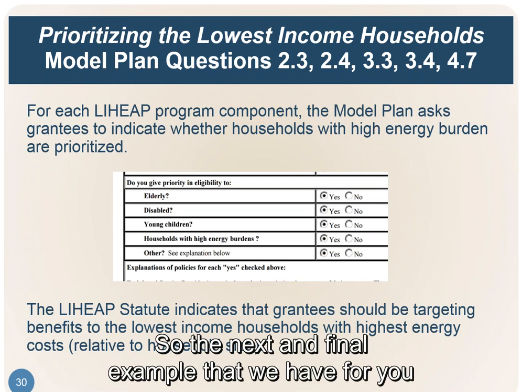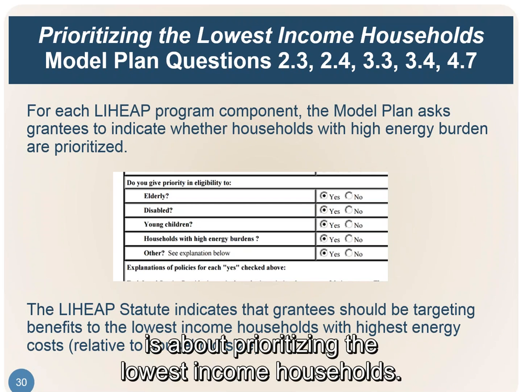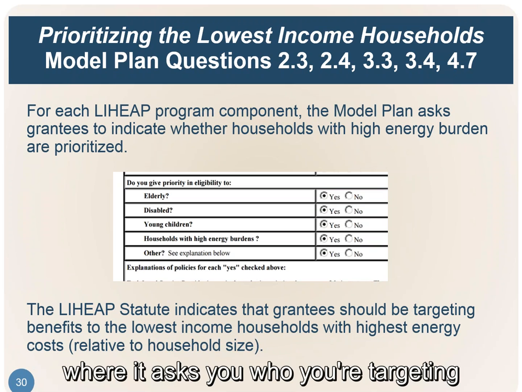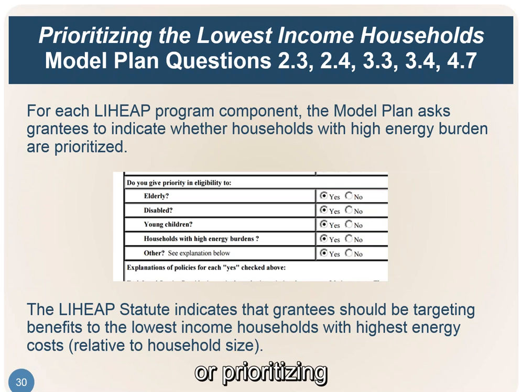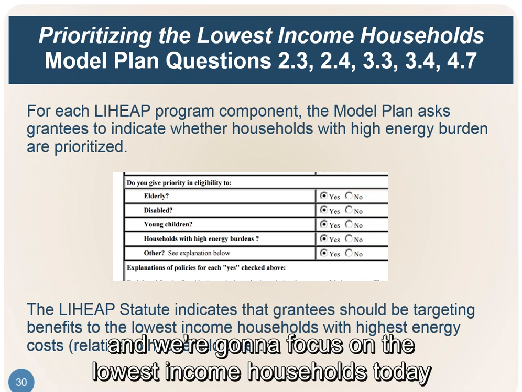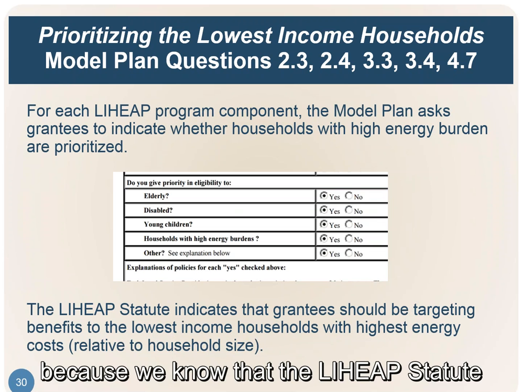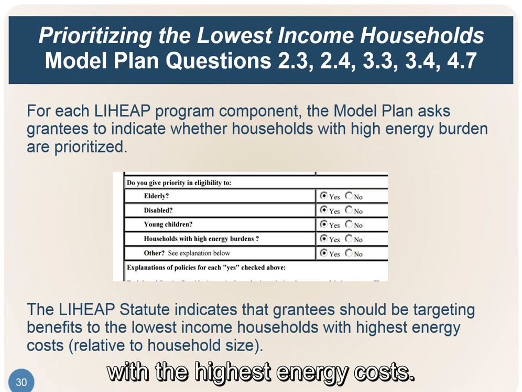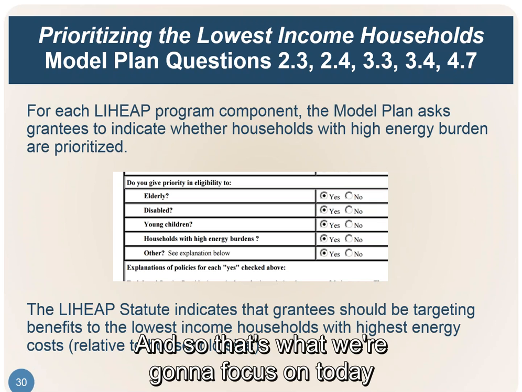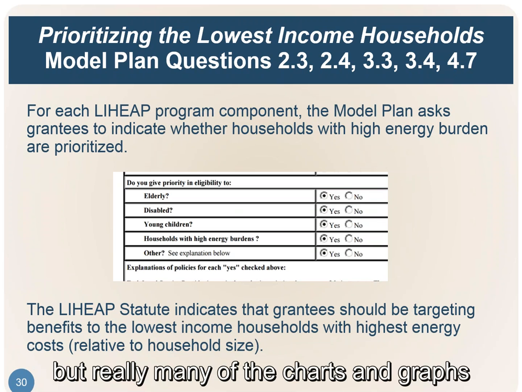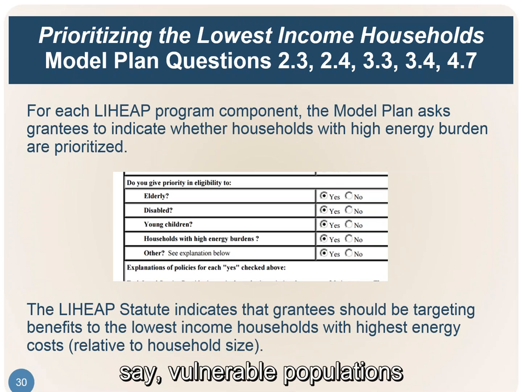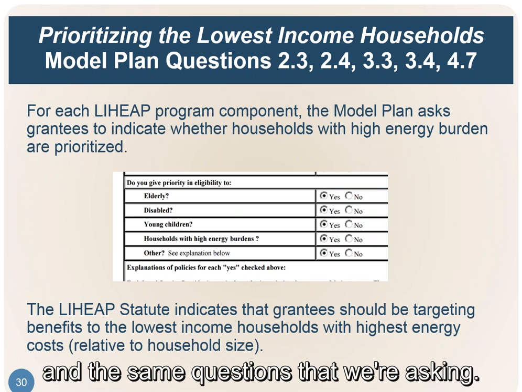So the next and the final example that we have for you is about prioritizing the lowest income households. And there are a number of areas across the plan where it asks you who you're targeting or prioritizing. And we're going to focus on the lowest income households today because we know that the LIHEAP statute talks about targeting benefits to the lowest income households with the highest energy costs. And so that's what we're going to focus on today. But really, many of the charts and graphs that you are seeing here today could also be generated to look at, say, vulnerable populations and the same questions that we're asking.